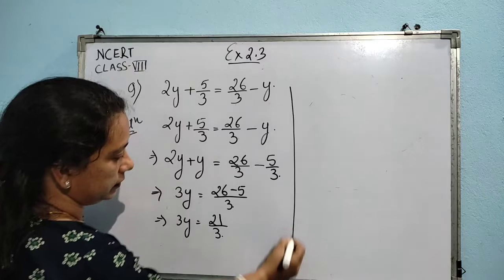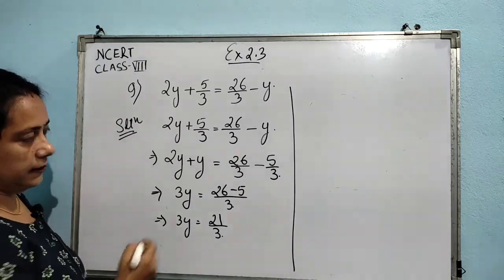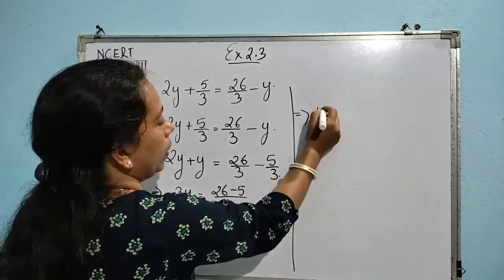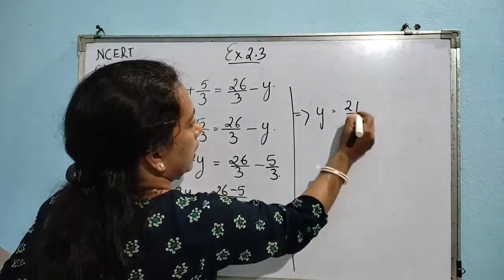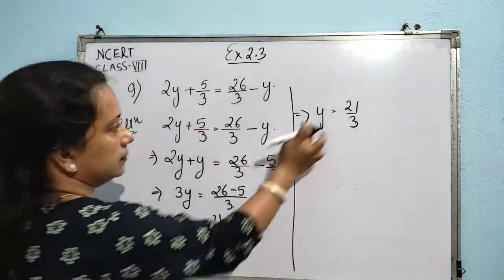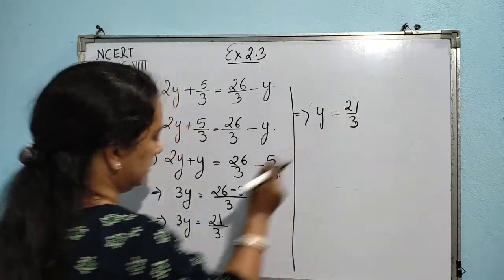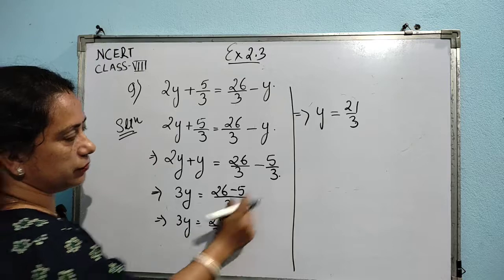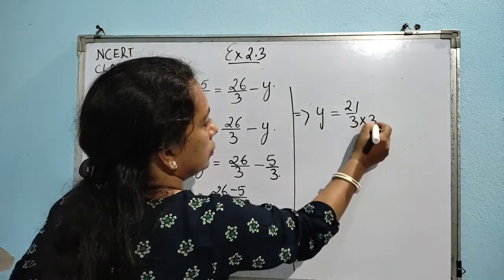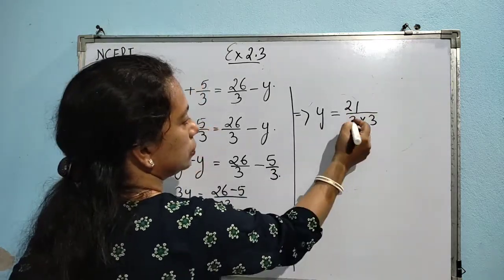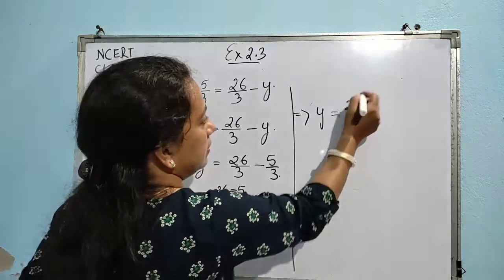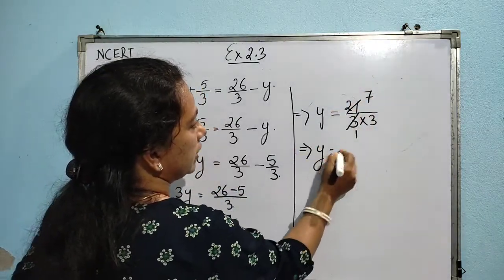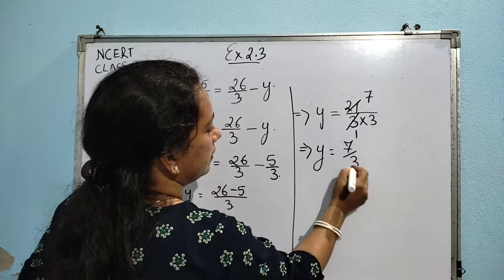So is it okay? Now y equal to 21 by 3. See, 21 by 3, 3 into y is there. By cross multiplication it will be coming to the denominator's place, isn't it? So let us cancel. 3 ones are 3, 3 sevens are 21. So y's value is 7 by 3.